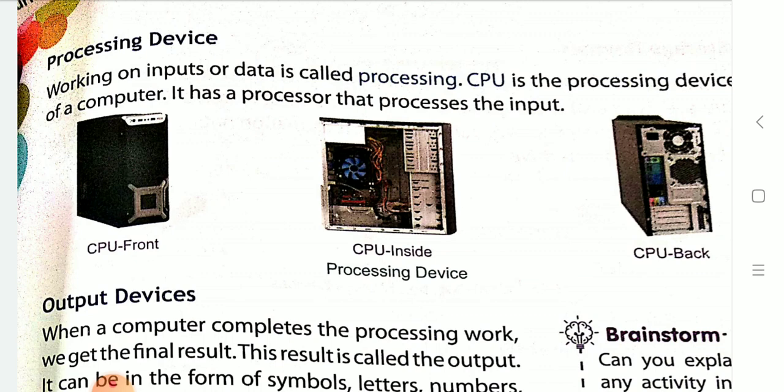So what is the work of a processing device? Working on an input or data is called processing. CPU. Do you know the full form of CPU? Central Processing Unit. CPU is the processing device of a computer. It has a processor that processes the input. Okay, CPU is the processing device.